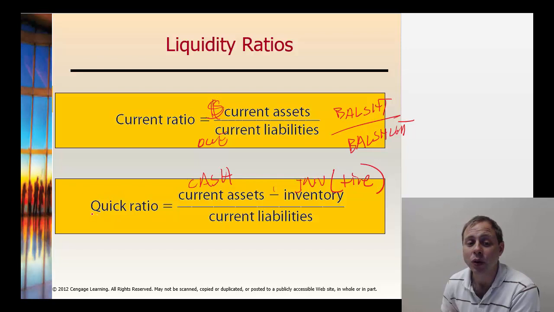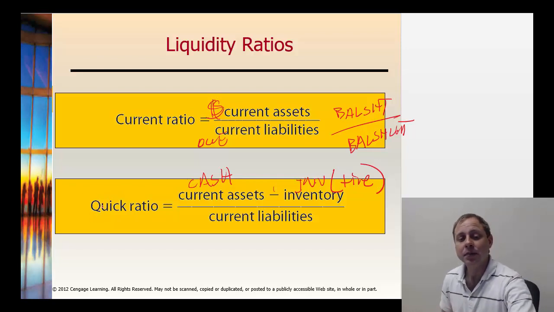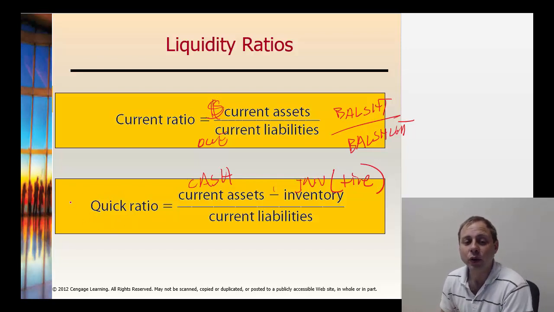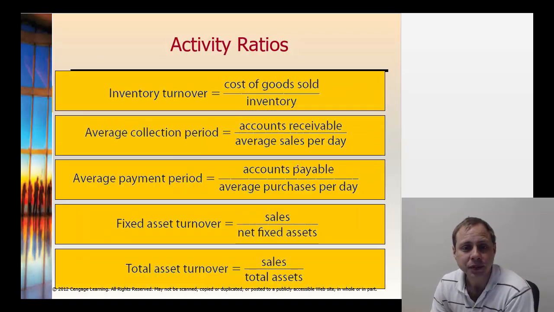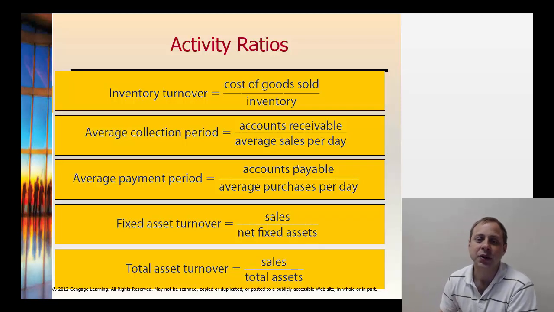It gives us a more, not better, but a more direct view of our ability to pay our current liabilities. So those are basically the two big liquidity ratios you need to have in mind: current ratio and quick ratio. You get all of this from the balance sheet.